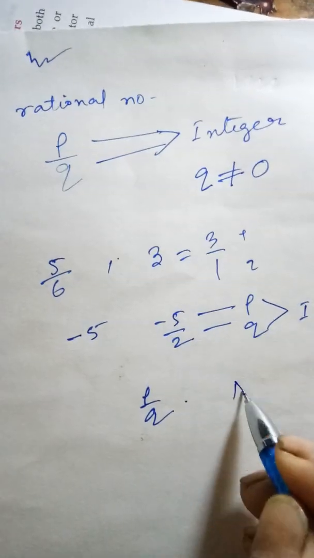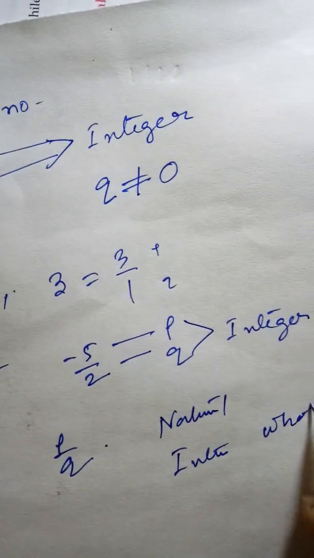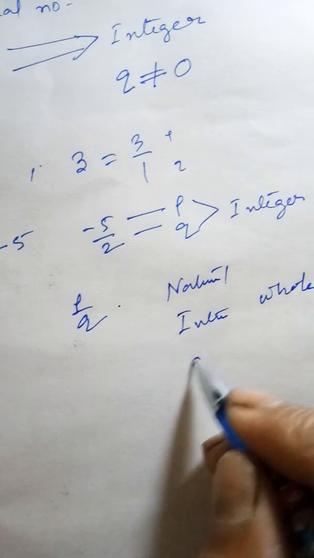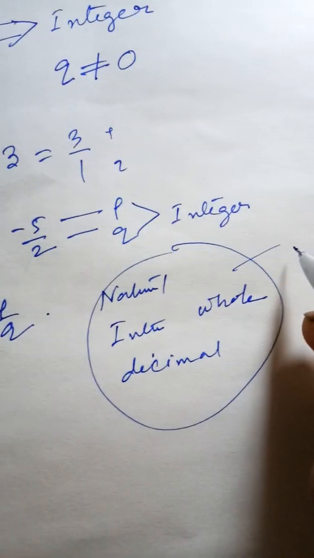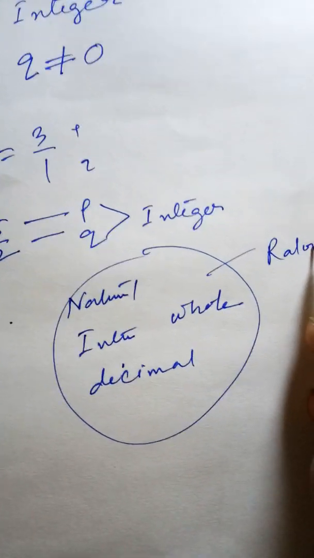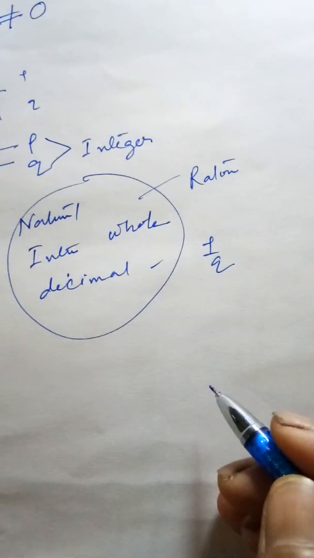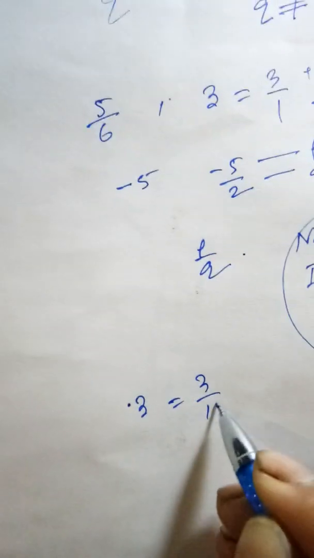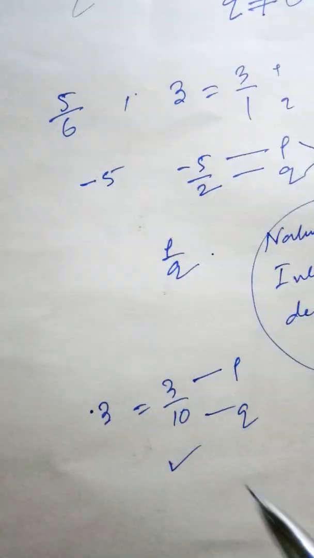So all the natural numbers, integers, whole numbers, and decimals, all these are rational numbers because all these numbers can be expressed in the form of p by q. Say for example, 0.3 can be expressed as 3 by 10. That means it can be expressed in the form of p by q. So this is also a rational number.